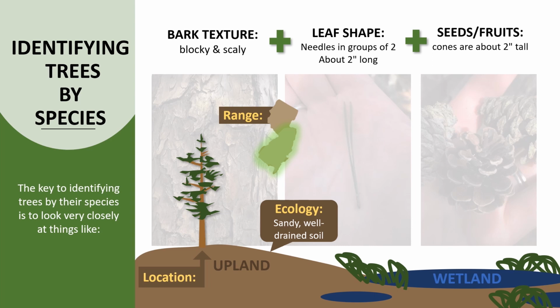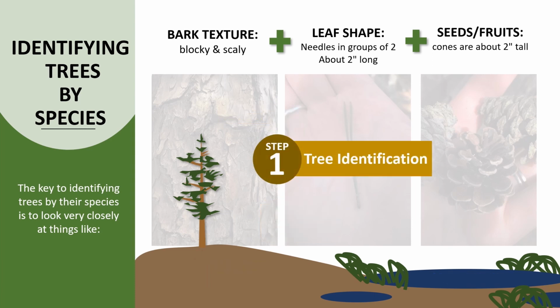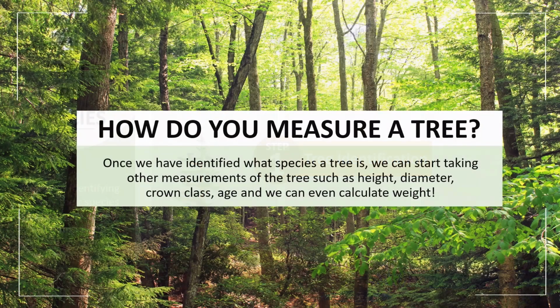Since there are so many species of trees, and because a specific species presence within a forest can tell us a lot about the conditions of that forest, tree identification is always the first step of our measurement process. So how do you measure a tree? Once we've identified what species a tree is, we can start taking other tree measurements such as height, diameter, crown class, age, and we can even calculate the weight. Let's walk through what these measurements mean and why we take them.